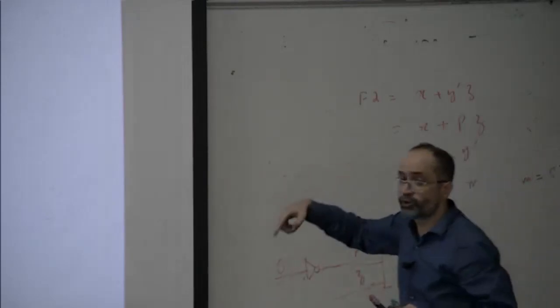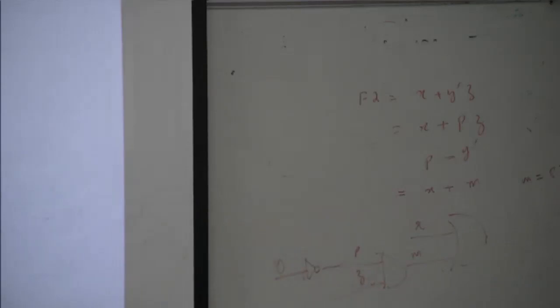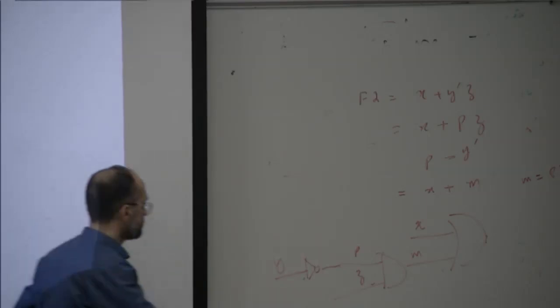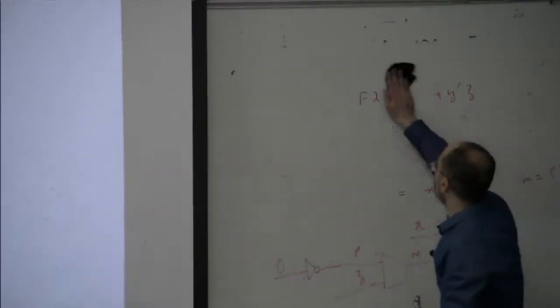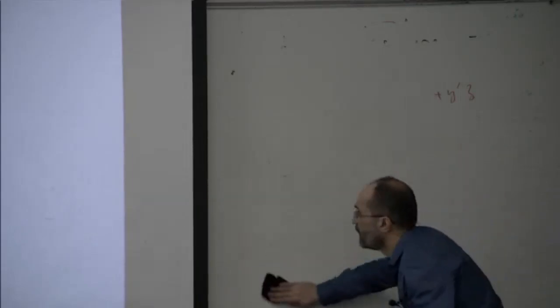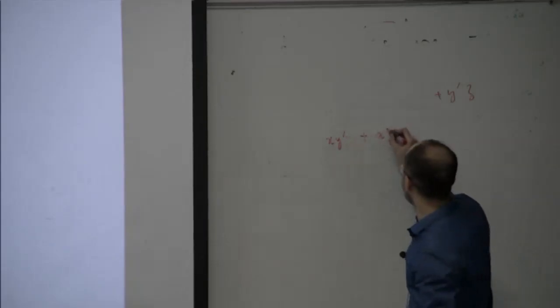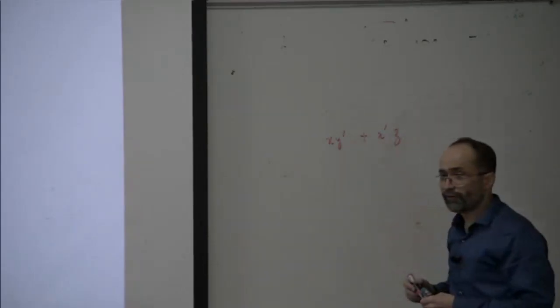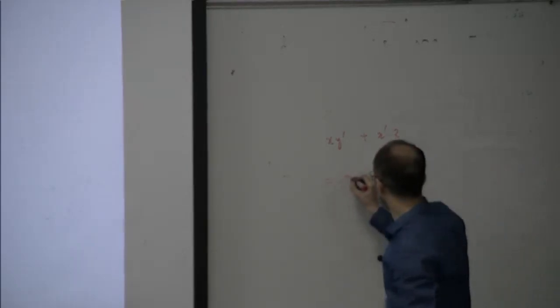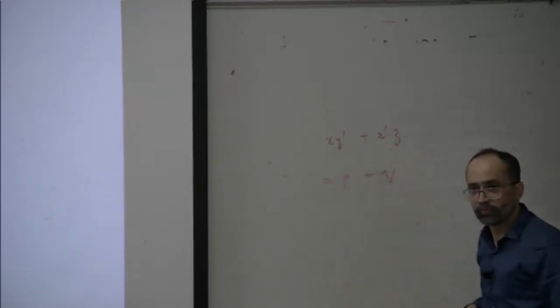Got it? So this is how you derive an expression, and when you are experienced, you can do it directly. So if we look here, this is y bar, so there is an inverter before. Got it? Now if you look at this expression, x y bar, there are two literals. Now x y bar plus x bar z. Can we write it like this? P plus Q.